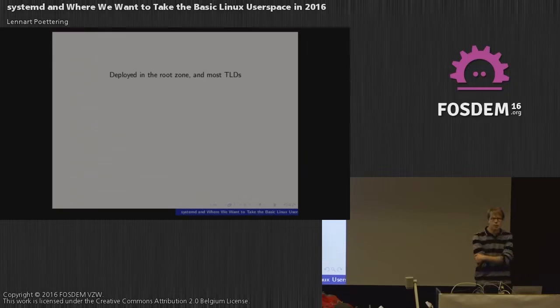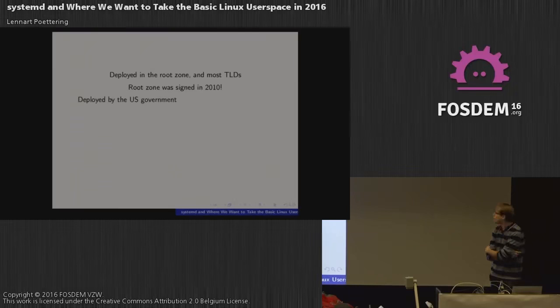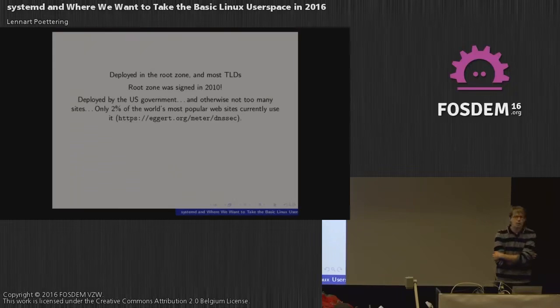Again, DNSSEC is actually deployed around the world. It's deployed in the root zone. It's deployed in most of the TLDs, like .com, .net, .de, they all have it. The root was signed in 2016. It's also deployed by most US government websites. But other than that, not too many services are actually using it.